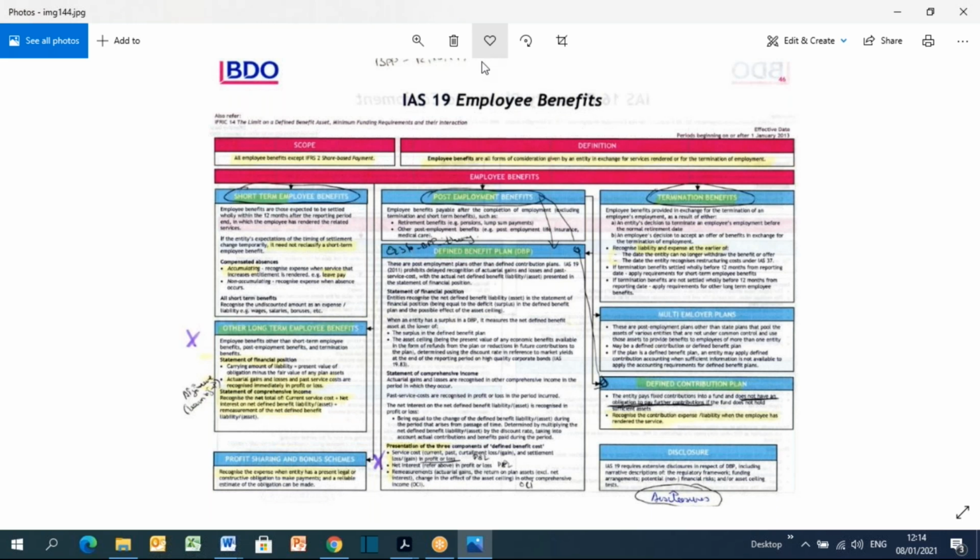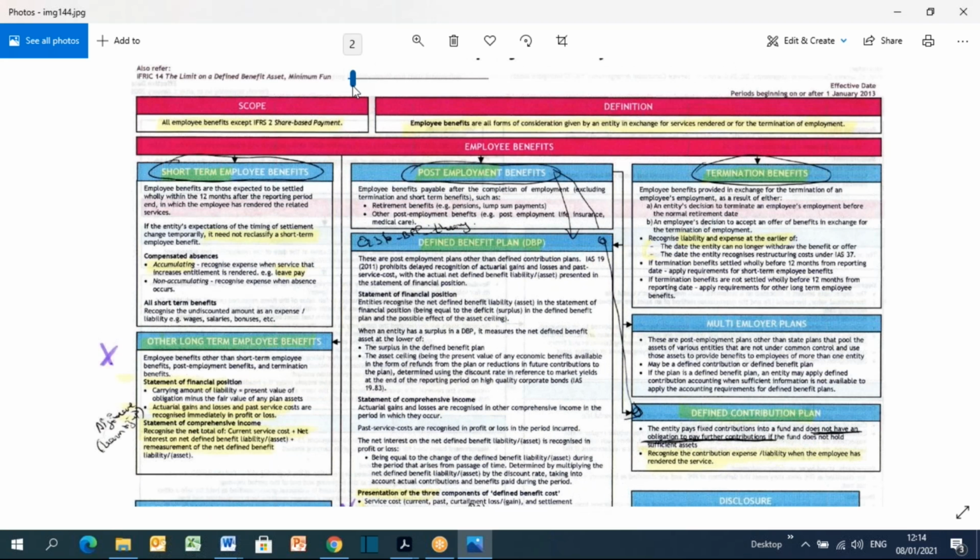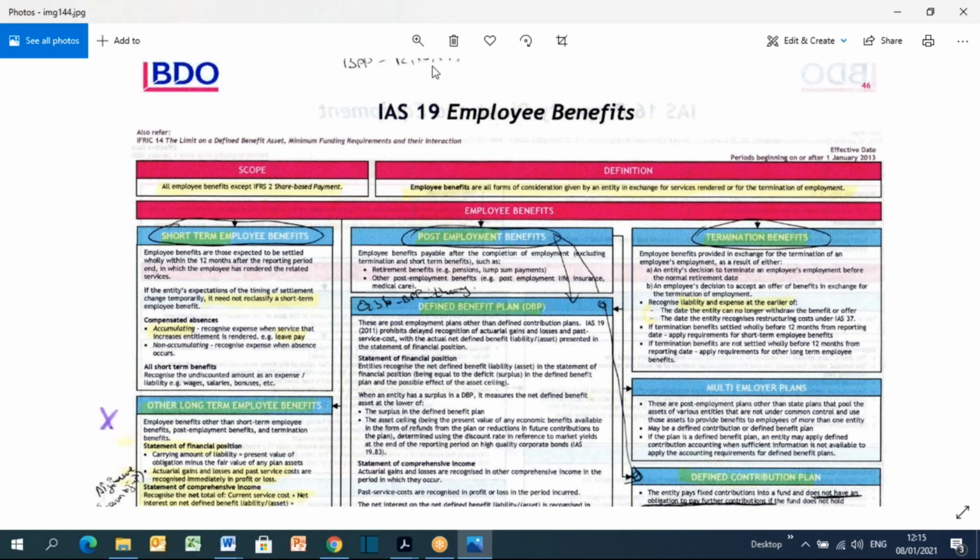If we move on to the IAS 19 employee benefits, just let me bring this a little bit so you can actually see. You'll need to know the kinds of employee benefits, and these are short-term, post-employment benefits, and termination benefits when the person leaves the job. So these are examples of employee benefits.